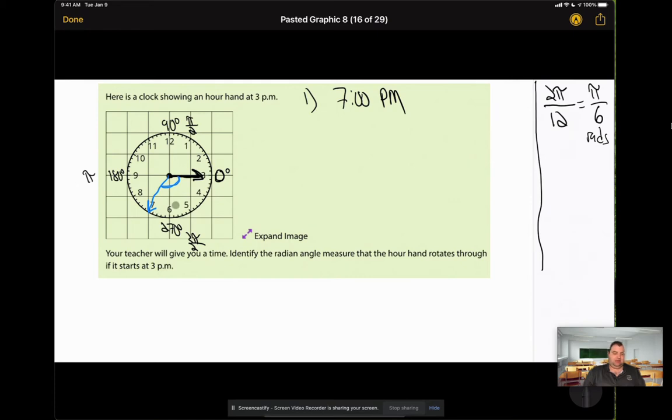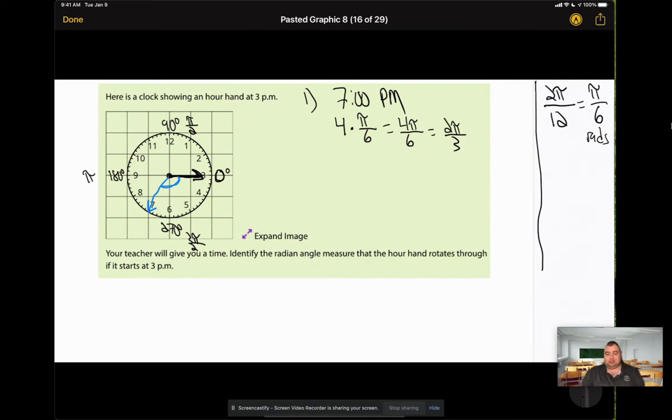So when I go from 3 p.m. to 7 p.m., I'm moving 1, 2, 3, 4 spots. So I'm moving 4 spots. Each spot is worth pi over 6 radians. When I multiply that out, that's going to give me 4 pi over 6. And if I reduce that, I can divide numerator and denominator by 2. I can make that 2 pi over 3.